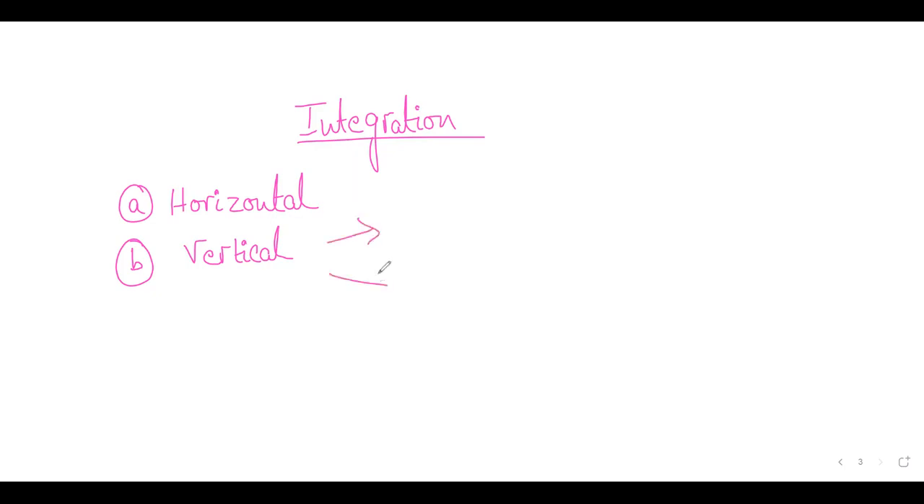So within vertical, you have two further types: backward vertical integration and forward vertical integration. In backward vertical integration, you merge with the supplier of raw material. An example could be a clothing manufacturer merging with the cotton producer, because cotton is an input to clothes manufacturing. That would be backward vertical integration.